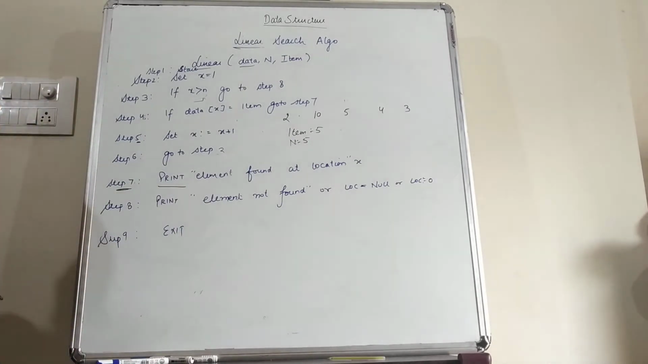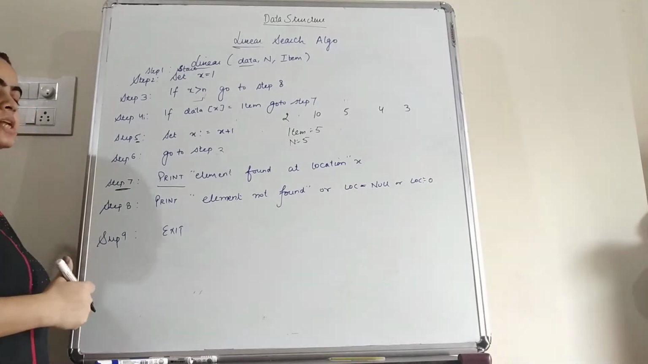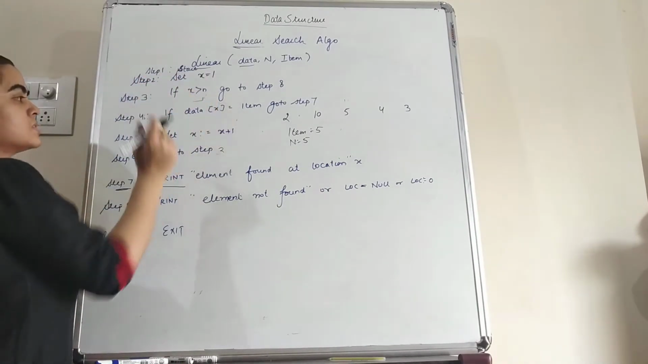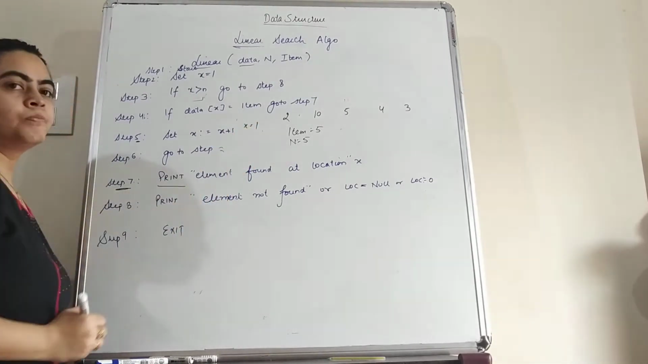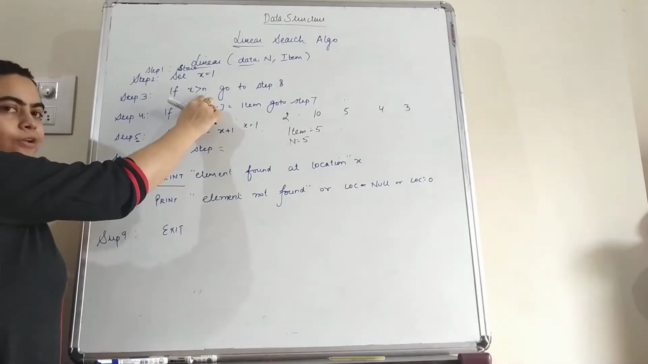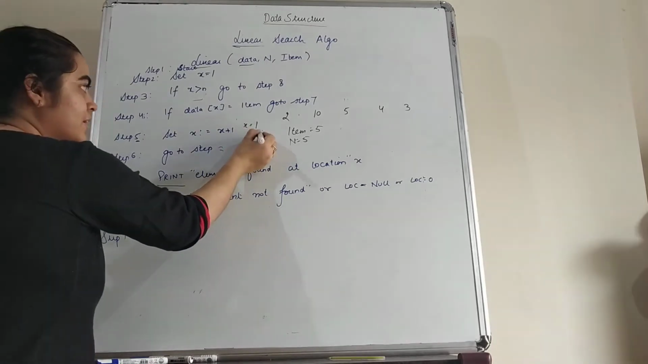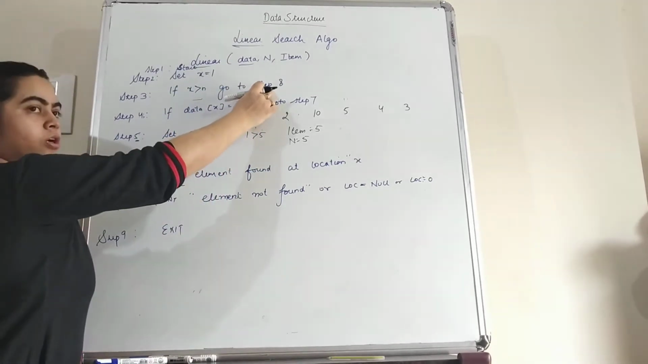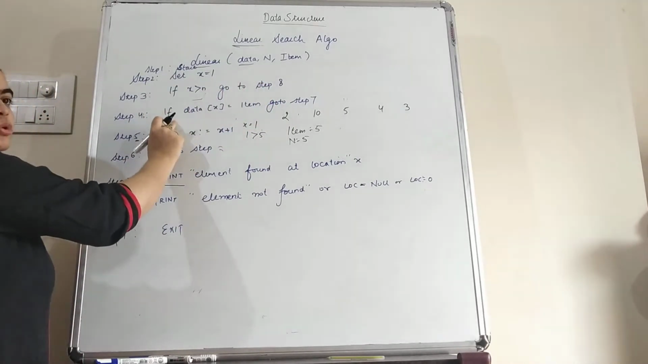Now students, we can see start with step number 1. Step number 1 is start. So we can start the algorithm with start. After this, step number 2, set x is equal to 1. So initially we set the value of x is equal to 1. After this we compare the value of x with the value of n. So here x is 1 and n is 5. So is 1 greater than 5? No, this is wrong. So that means we cannot go to step number 8. We can skip this part and we can go to step number 4.